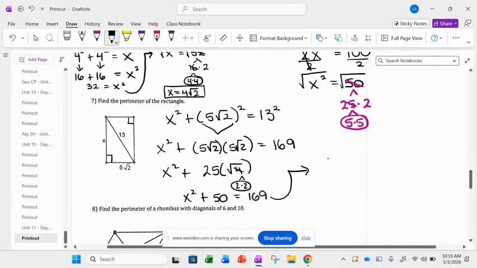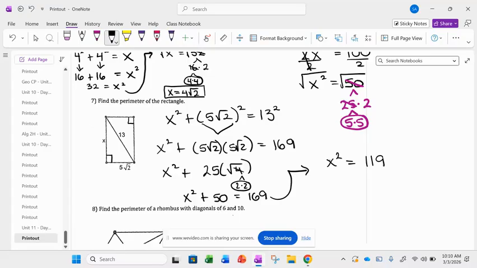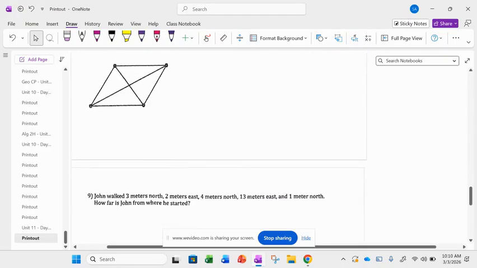I'm going to bring this up here. You subtract that 50, you get 119. And now you square root. So x equals the square root of 119. There's no pairs. So you leave it just like that. How many people got that correct? Perfect. All right.